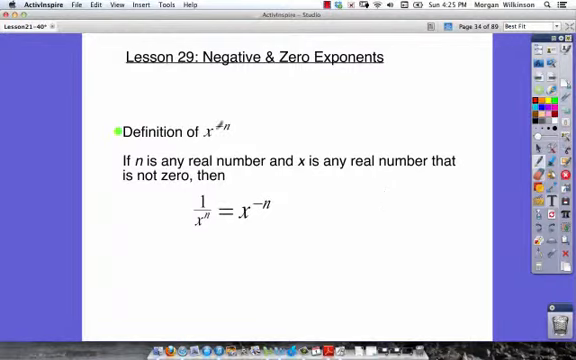The definition of x to the negative n power is: if n is any real number and x is any real number that is not zero, then 1 over x to the n power is equal to x to the negative n power. All that we've done here, if we have a 1 over x to the n, if we want to make that power negative, we bring it up to the numerator. And if we want to work in the opposite direction, if we have x to the negative n power and we want to make that power positive, we take it into the denominator.